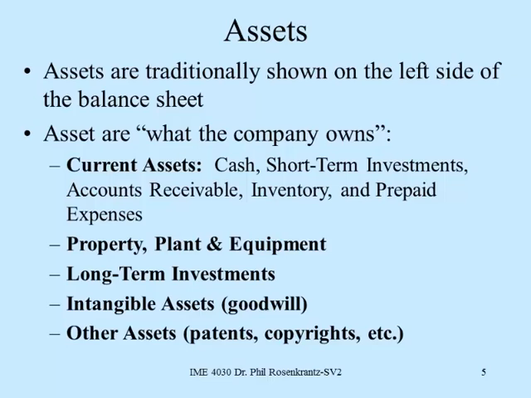Let's talk about assets. The assets are traditionally shown on the left side of the balance sheet, and these are what the company owns in terms of current assets such as cash, short-term investments, accounts receivable, inventory, and prepaid expenses. What are accounts receivable? Accounts receivable is money that's owed to you by customers where you've shipped them some goods or you've provided a service and you've sent them a bill, but they haven't paid the bill yet. So that's called accounts receivable.